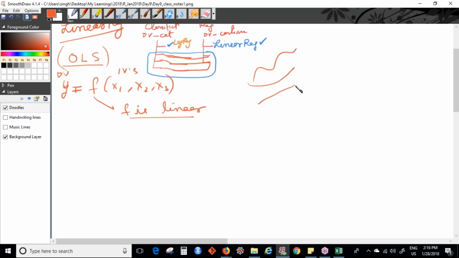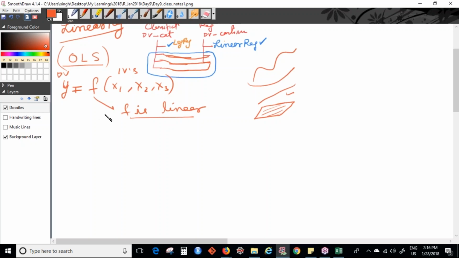We will see it can be a line or it can be a plane also. Need not be a line always. A plane is also linear. This is a linear structure in two dimensions. We will see that today. So what we assume in linear regression is that this function f is linear.